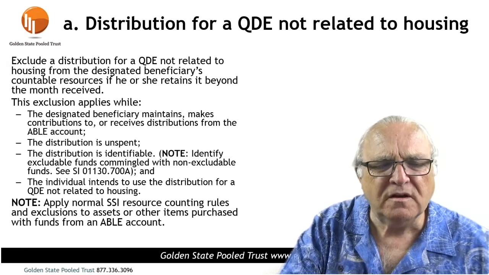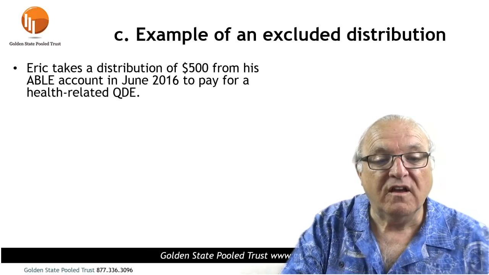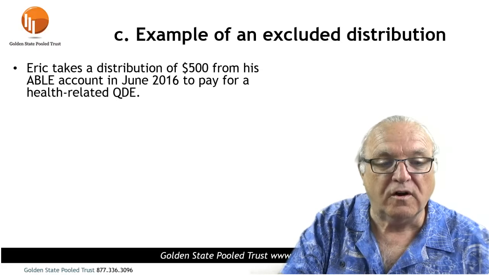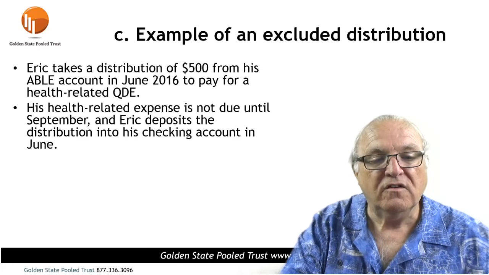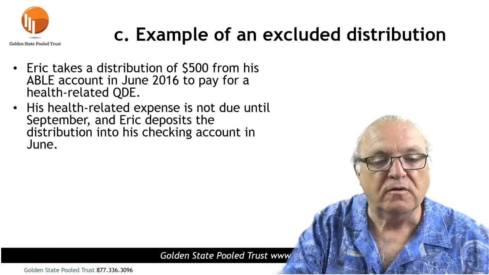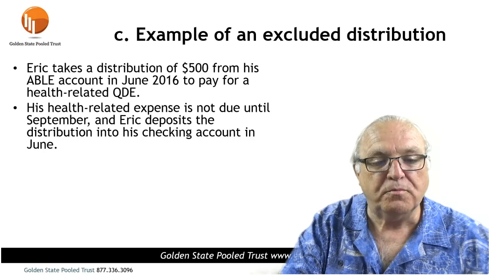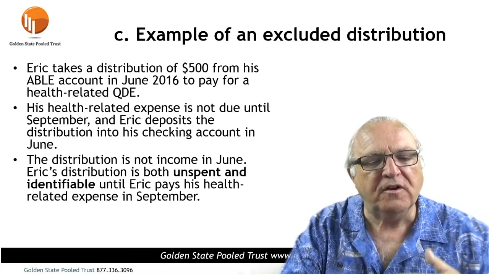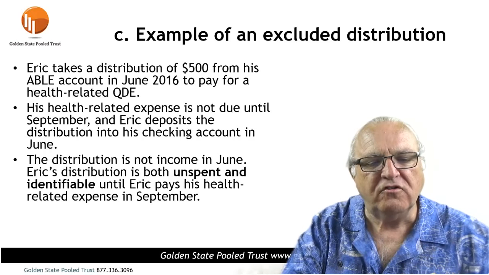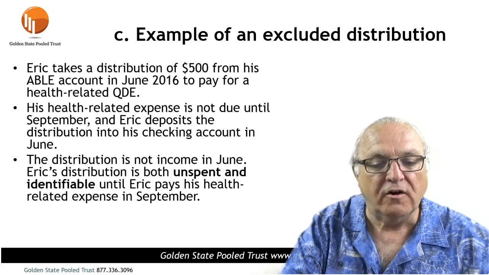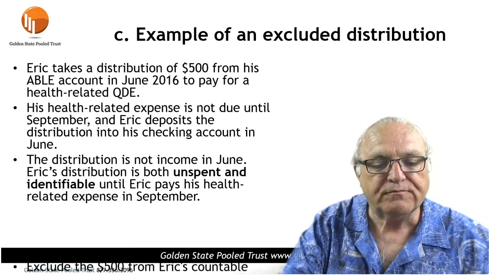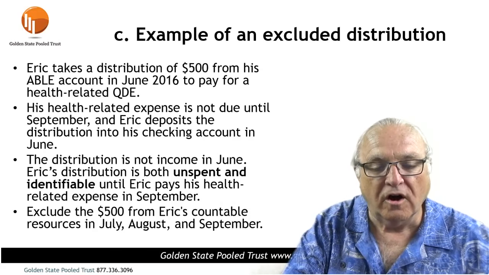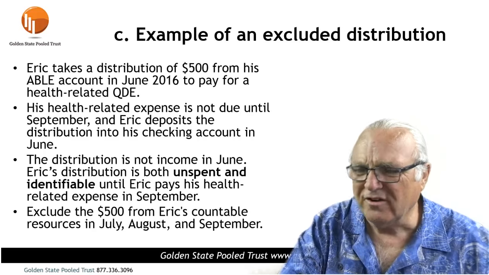What the heck does that mean? Well, let's go through an example. Eric takes a distribution of $500 from his ABLE account in June 2016 to pay for a health-related QDE. His health-related expense is not due until September, and Eric deposits the distribution in his checking account in June. The distribution is not income in June. Here, Eric's distribution is both unspent and identifiable until Eric pays his health-related expenses in September. Exclude the $500 from Eric's countable resources in July, August, and September. Okay, well, that's pretty straightforward.